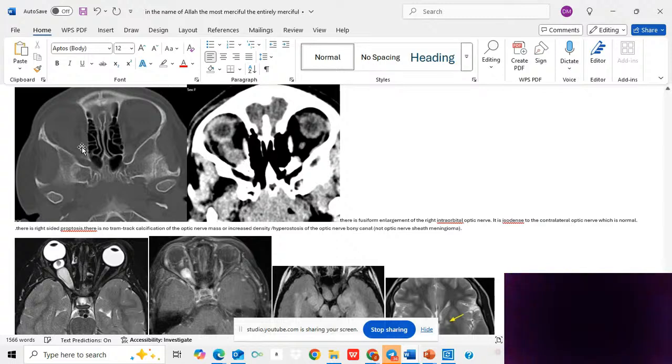Why? Because these two features would make the diagnosis more likely to be optic nerve sheath meningioma, which is not the case here. The case here is most likely optic nerve glioma, which is common with NF1, neurofibromatosis type 1. Okay, so on CT scan, you need to look at the bone density on bone window and the calcification on soft tissue window. Okay.